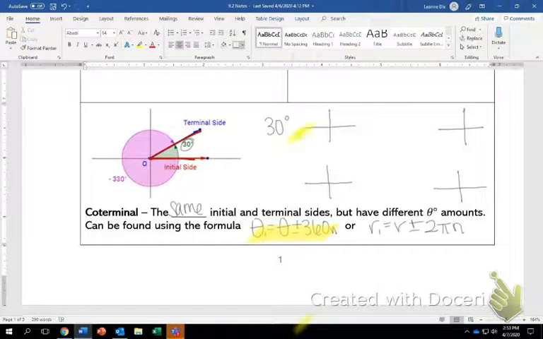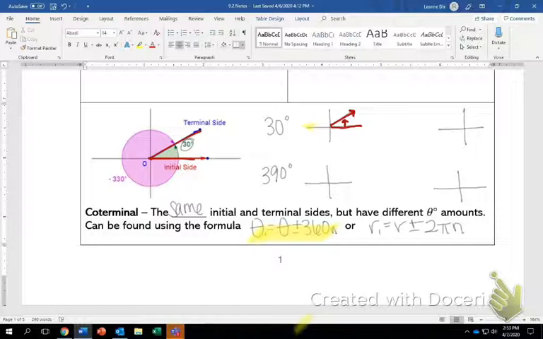So let's go ahead and just add 360 and see a coterminal of 30 degrees. If I add 360 to 30, I'm going to end up with 390 degrees. So 30 degrees is just like this. Let's change the color so you can see it a little bit better. Here's my initial side, and there is my terminal side. So it's very, very small.